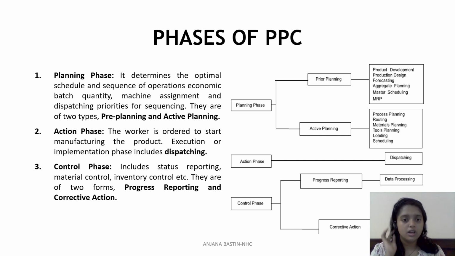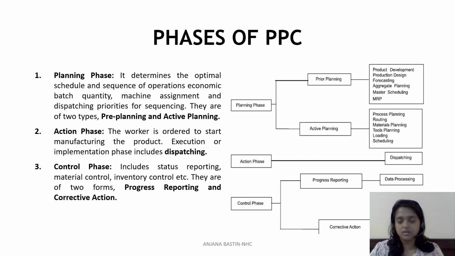All right. Now, the second one is the action phase. Once the planning is done, we have to make workers manufacture the product. So when you try to implement that plan, we call it the action phase. We have a process for it, which we will discuss in the next class, which talks about dispatching, which is where you try to implement whatever is done in planning, and you finally put it into action.